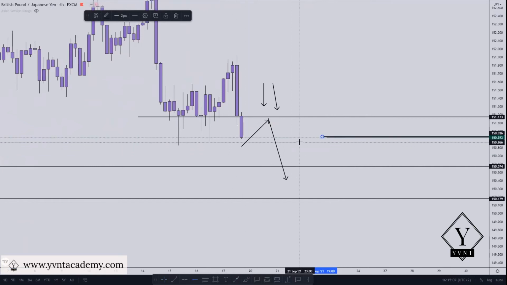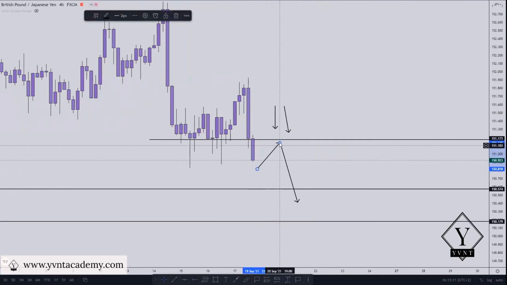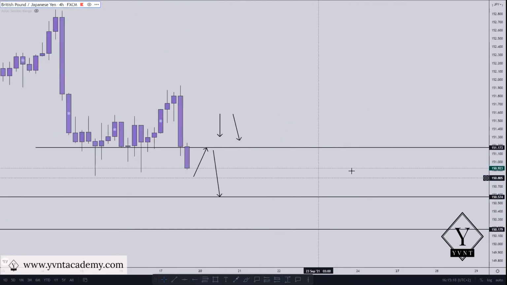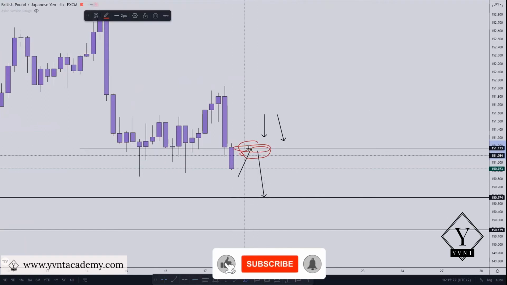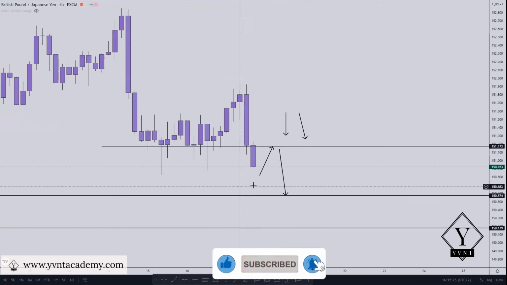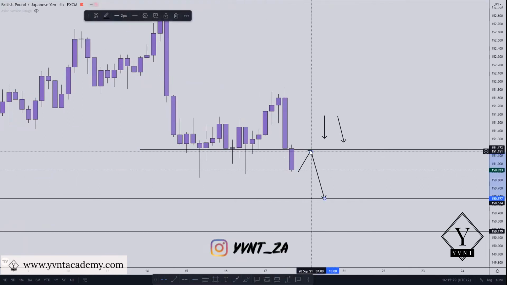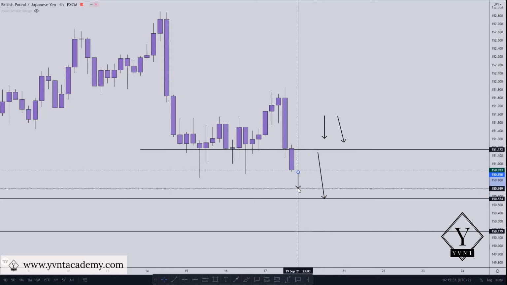So this is what I'm looking for on GJ. I'm expecting price to push back up, retest this area, and then give me signs to sell. This is where I'm going to be looking to take sells, around here. So this is what you can expect on GJ. Just wait for price to push back up before taking sells, and then we can also get a gap to the downside at market open and then push to the downside around this level.